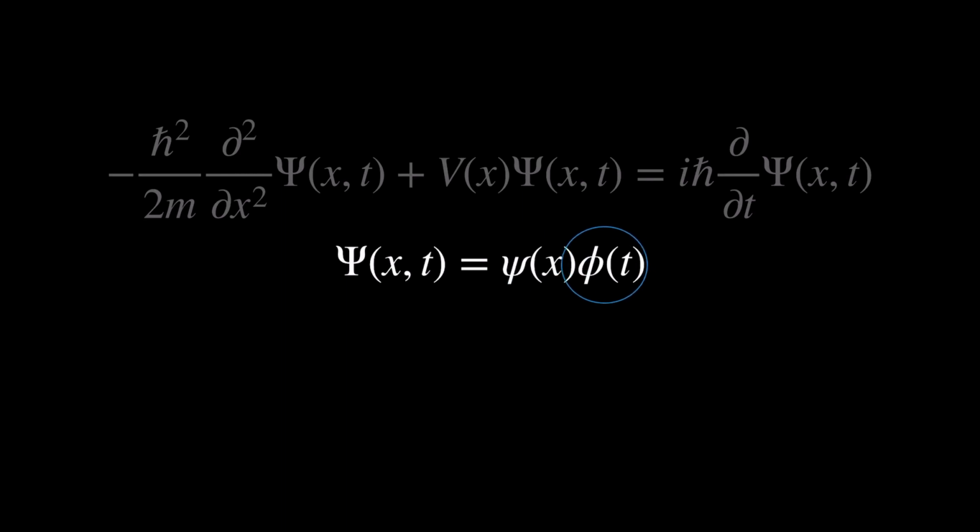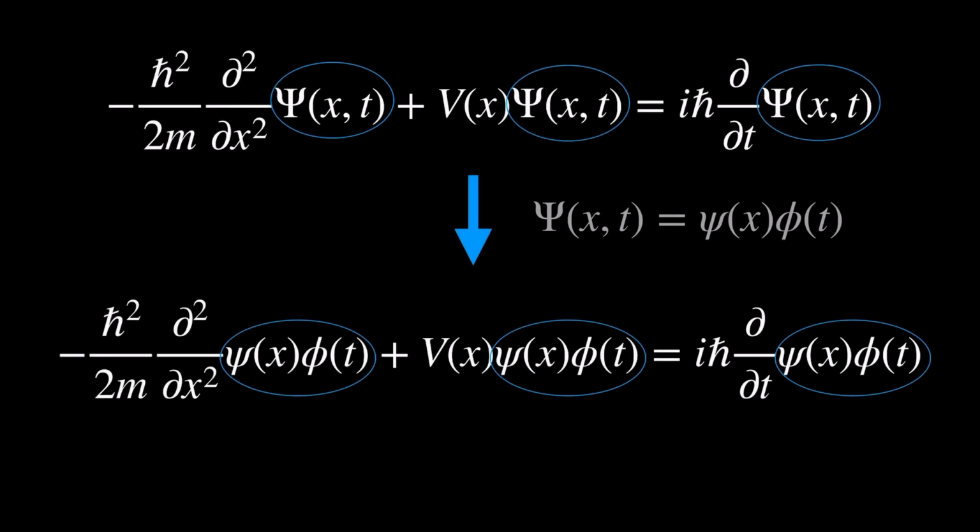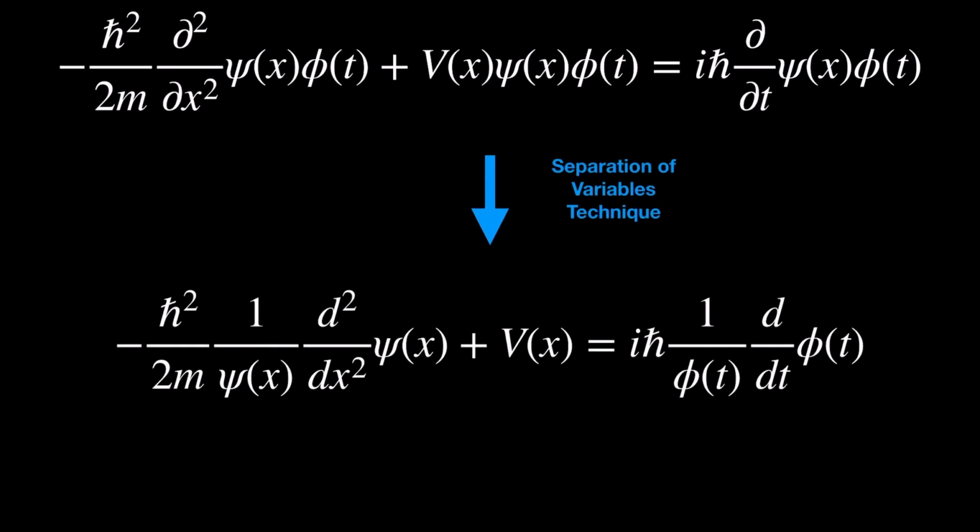Using this approach, we choose the variables small psi and phi to represent the separation of the respective space and time variables. We then substitute these two functions in place of the full wave function in the Schrödinger equation. We can begin to separate the variables onto different sides of the equation. After some algebra, the Schrödinger equation is separated with the space variables on one side and the time variables on the other side.